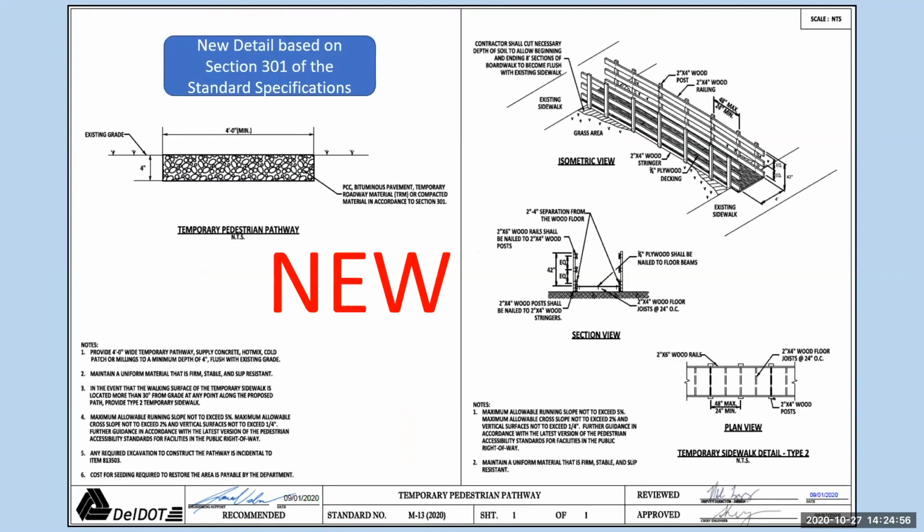And here's the new sheet. This is the temporary pedestrian pathway. It's great to see this make it into the standard details. I still remember years ago when Adam first came to me about putting in temporary pedestrian paths around bridge projects. At that time, it was unheard of, and it's been great to see Delaware push forward and to see this go in to be a standard detail, obviously something that's very important. The new details are based on section 301 of the standard specifications.